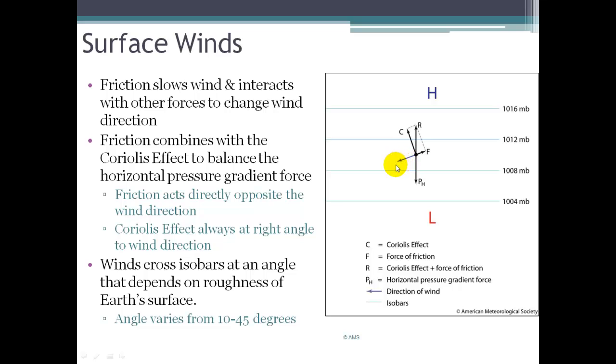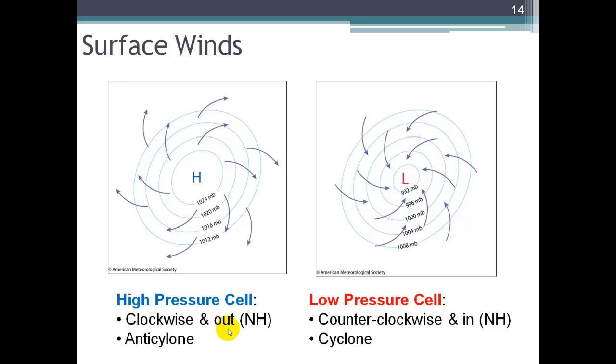So you can see that its net effect is away from the high pressure and towards the low pressure, though it's not as direct as the pressure gradient force would have it. So we end up with cross isobaric wind flow, and the angle at which the wind flow crosses the isobar varies between 10 to 45 degrees, depending on atmospheric conditions. So here's an example of surface winds as they would blow with respect to a cell of high pressure and a cell of low pressure.